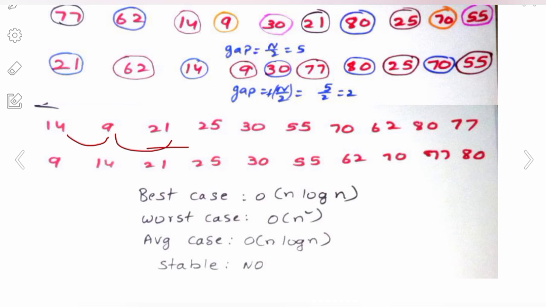So 14, 9, 21, 25, 30, 55, right? In this manner we are going to swap the neighboring elements. So 9 and 14, so 9 will come in the front and then 14, right? Next 14 and 21 will be compared, then 21 and 25. In this manner we compare and swap with the adjacent elements. So this is the final output. This is how we apply the shell sorting technique here, by using the formula gap equals floor of n by 2.